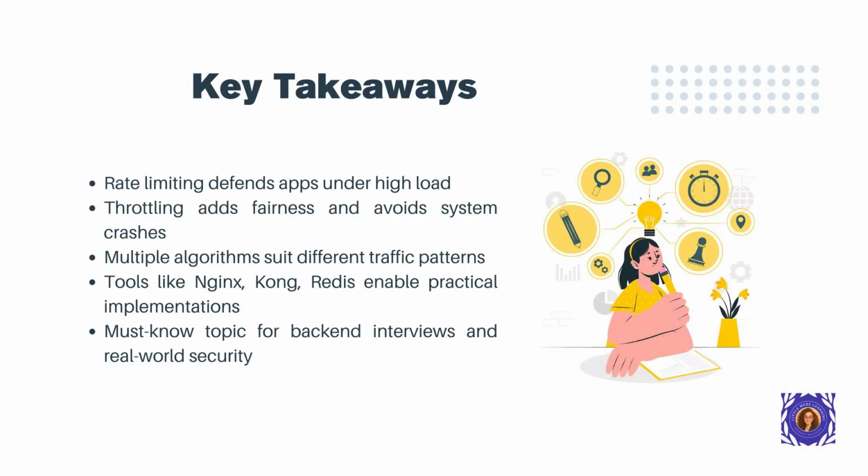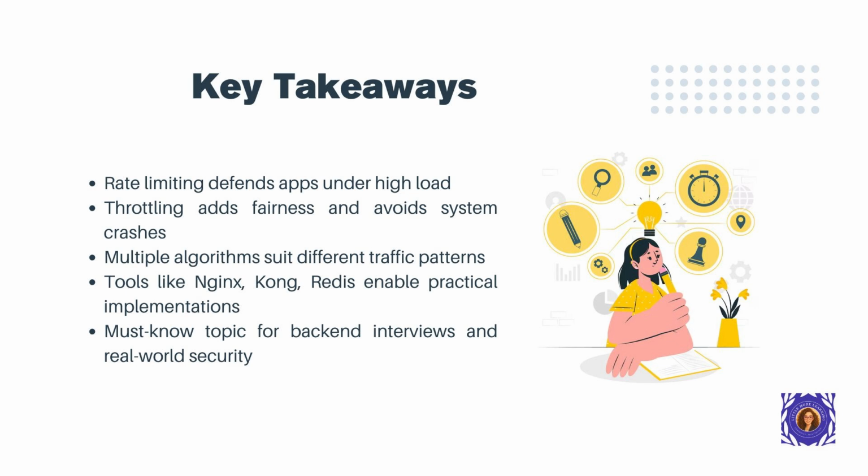To summarize our discussion on rate limiting and throttling, rate limiting is an indispensable defense mechanism that protects applications under high load, preventing system overload, abuse, and security vulnerabilities. Throttling, a related concept, adds a layer of fairness and control, ensuring that resources are distributed equitably and avoiding system crashes due to uncontrolled traffic surges.